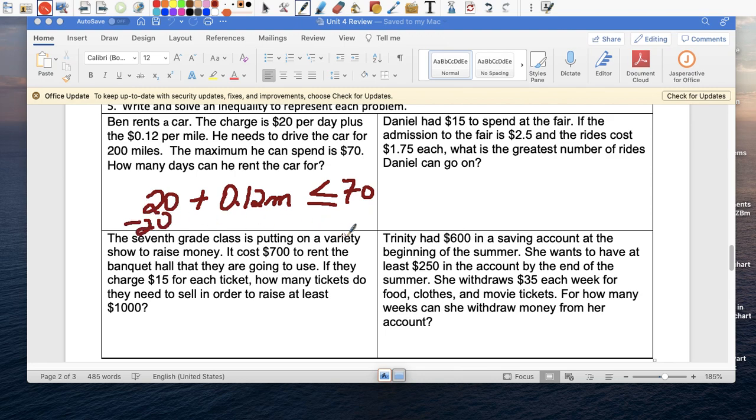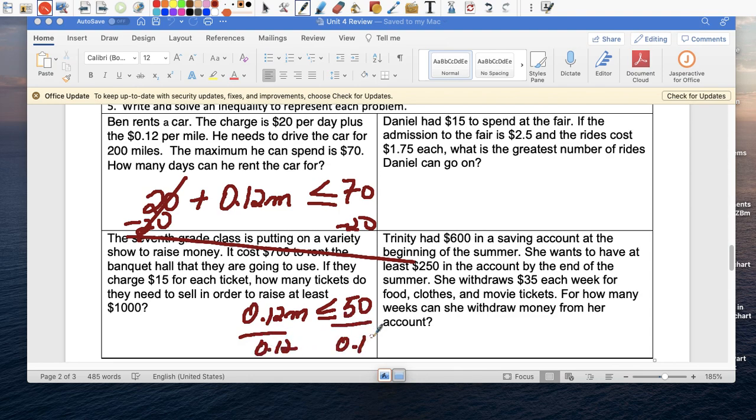So minus 20, minus 20. That makes sense, right? So out of the $70, I take 20 away. I'm left with 50. So I've got to figure out with 50 bucks, how many miles can I drive? Divide by 0.12, divide by 0.12. The number of miles that I can drive is at most 400. Wow, really?